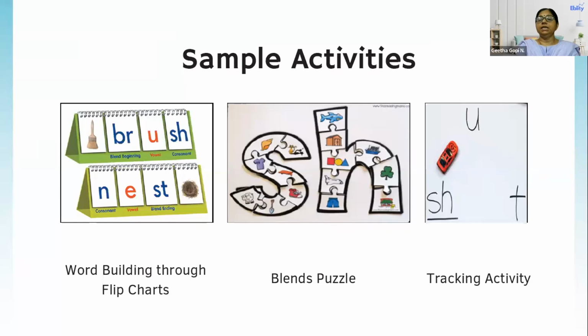The one on the right hand side actually helps in a lot of blending activities. Some of the children do have difficulties putting sounds together. So one of the ways you can do it is write it in different ways and use a little toy car, for example, to read the word shut. The car starts from the sh.